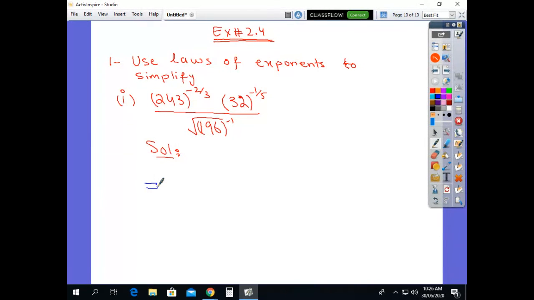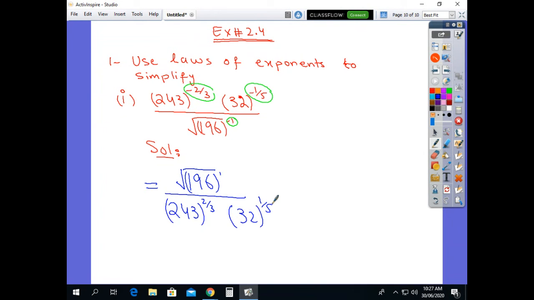First of all, we convert the powers to positive form. Here we see that in the denominator the power is negative 1, the power is negative 3 by 2, and the power is negative 1 by 5. First of all, we convert denominator into numerator and numerator into denominator. After conversion, it becomes 196 raised to power 1 over 243 raised to power 2 by 3. Similarly, 32 raised to power 1 by 5. The powers become positive when we convert numerator into denominator and denominator into numerator.